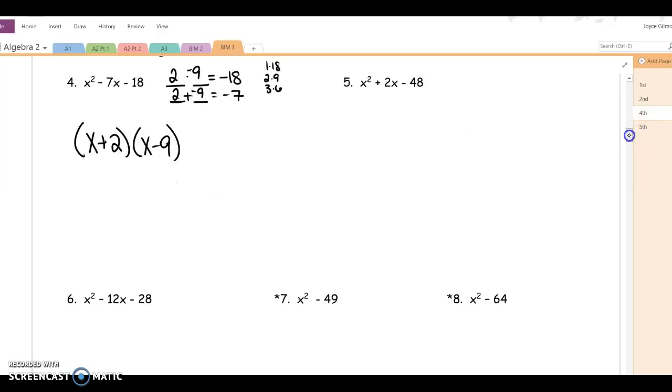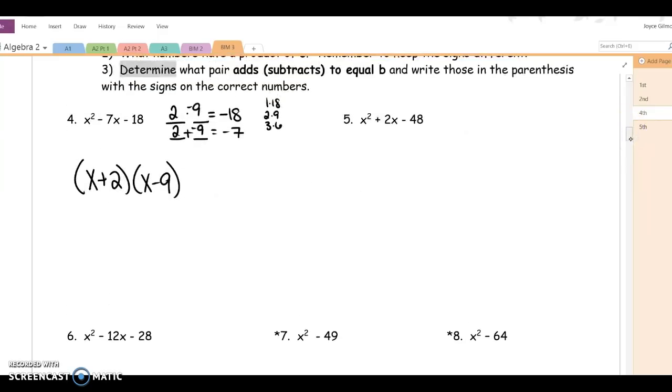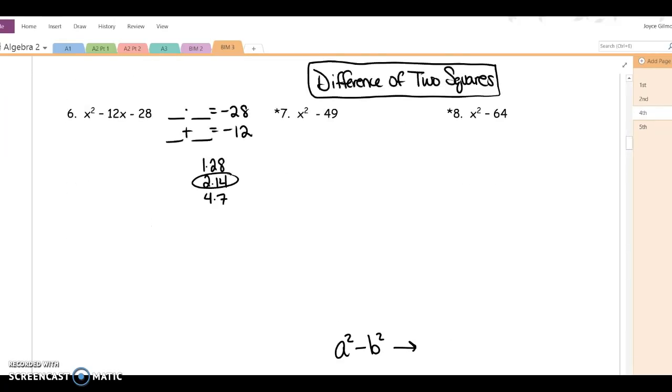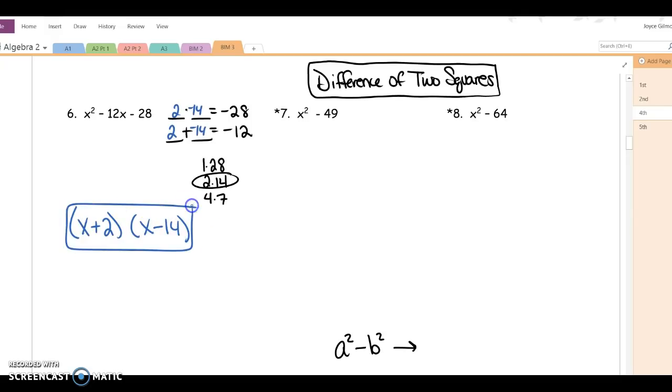Okay, how many more examples do we have? Do we need to do number 5, or do you guys feel pretty good about this? Let's do number 6, and then we'll talk about 7 and 8. So try number 6 on your own. To get negative 12 using addition, you would do 2 and negative 14. So our factored form, x plus 2 because it's positive 2, x minus 14 because it's negative 14.